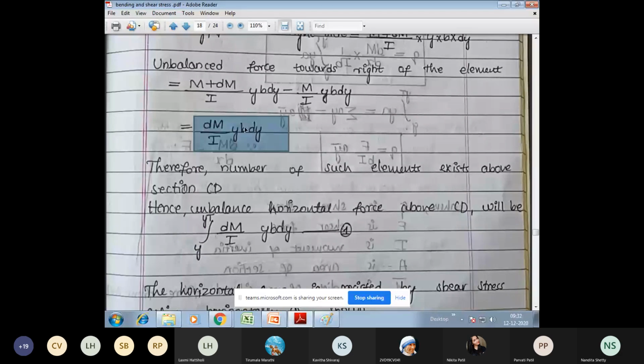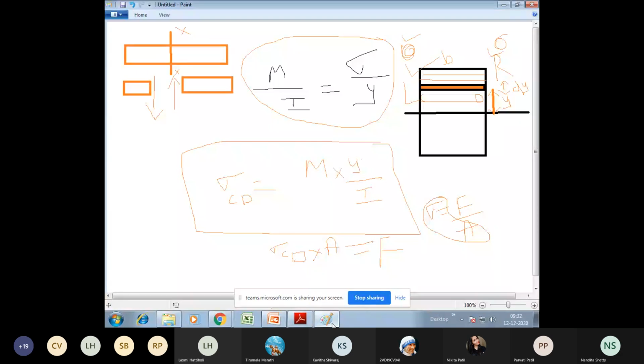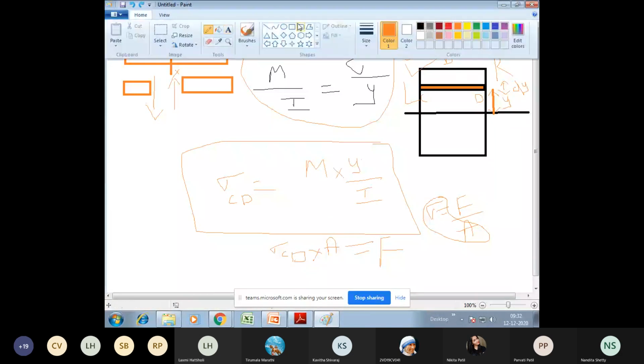A number of such elements exist above the section CD. Hence, the unbalanced horizontal force above CD will be equal to... Please observe the sentence carefully. It exists above the section CD. Such unbalanced force exists above the section CD. Where is your section CD? This is your section CD.